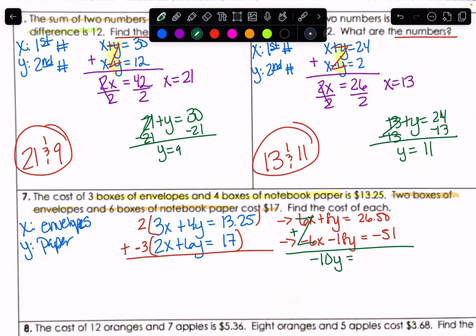2650 minus 51 is a negative $24.50. All right. And now to solve for y, I would need to divide both sides by negative 10. A negative divided by a negative now gives me a positive number. So negative 24.5 divided by negative 10 should give me, I think it's $2.45.